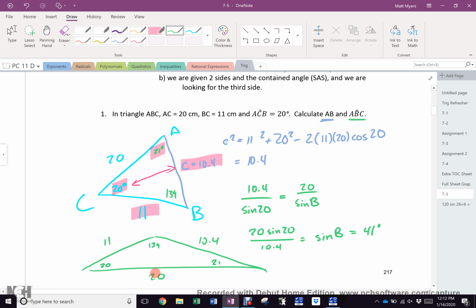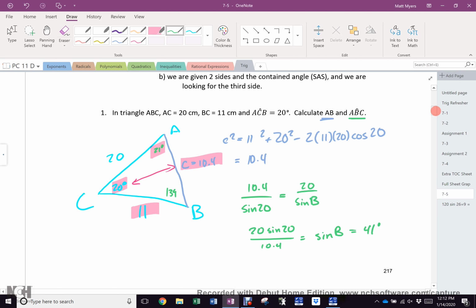So we just drew it. So then why do we get 41? Because your calculator works in the first quadrant. Remember, we went over that. 41 and 139 have the exact same sine value. Good?